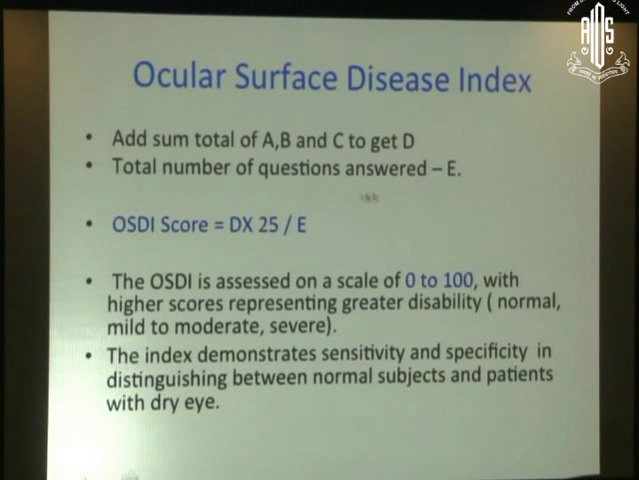And then you look at the number of questions answered, which is E, and then you compute the OSDI score by multiplying D by 25 and then dividing it by E. So it's assessed on a scale of 0 to 100, with higher scores representing greater disability from normal to severe. So this index also has demonstrated sensitivity and specificity to a great degree in distinguishing between normal patients and patients with dry eye.